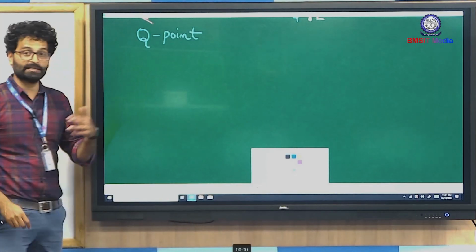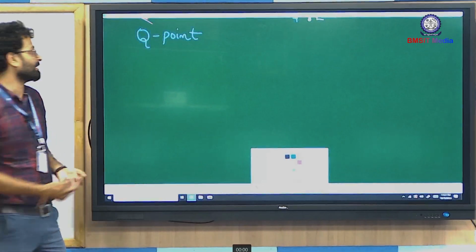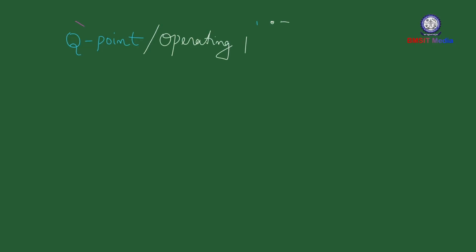Now let me get into the concept of operating point. To explain operating point, which is generally represented as Q point. Q stands for quiescent point. Q point or operating point is one and the same. Alright.